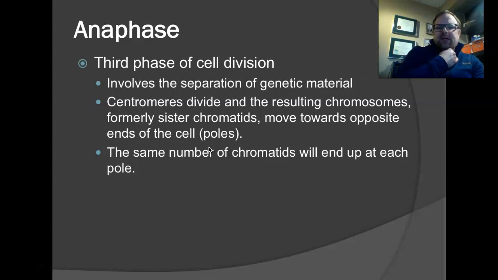Anaphase, the third phase, is where we actually get the separation of the genetic material. So we've had those sister chromatids held together by those centromeres, pardon me, and what's going to happen is those spindle fibers where they've attached are going to pull these guys apart and away from each other. So the centromeres divide, and the resulting chromosomes, formerly sister chromatids, move towards the opposite ends of the poles. The same number of chromatids will end up at each pole, making sure that we have 46 chromatids in each cell.